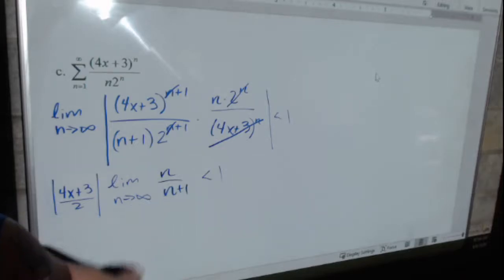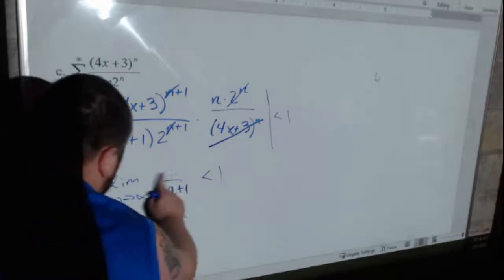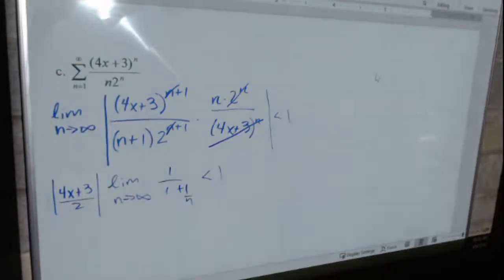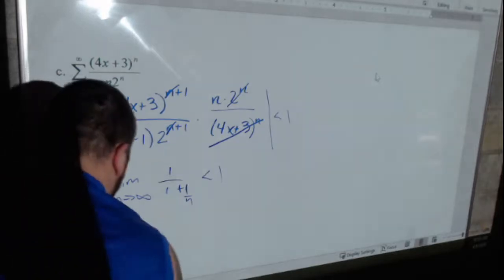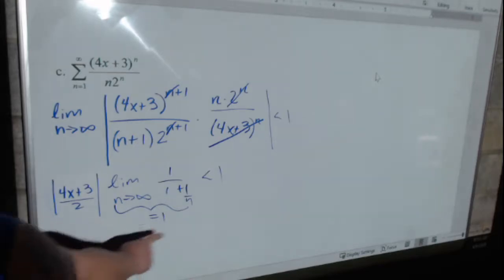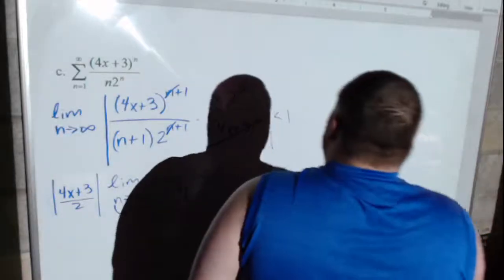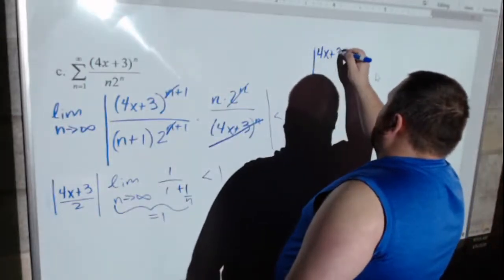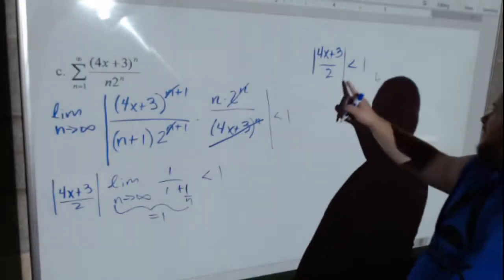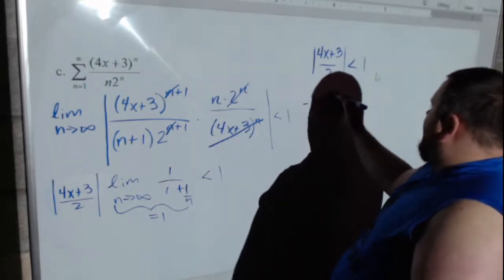Again, if we divide everything here by n, we get that. And so this whole limit here is equal to 1. So we've now got the absolute value less than 1. If the absolute value is less than 1, everything in there must fall between -1 and 1.